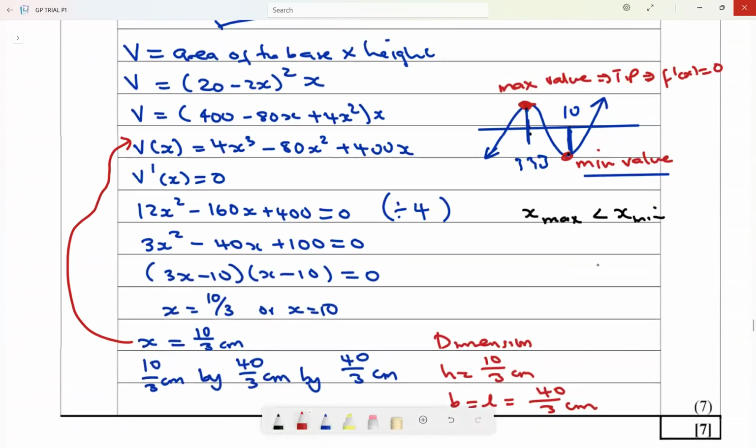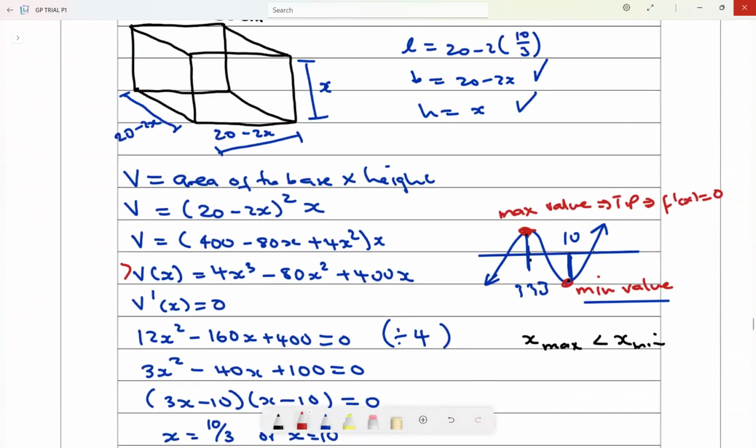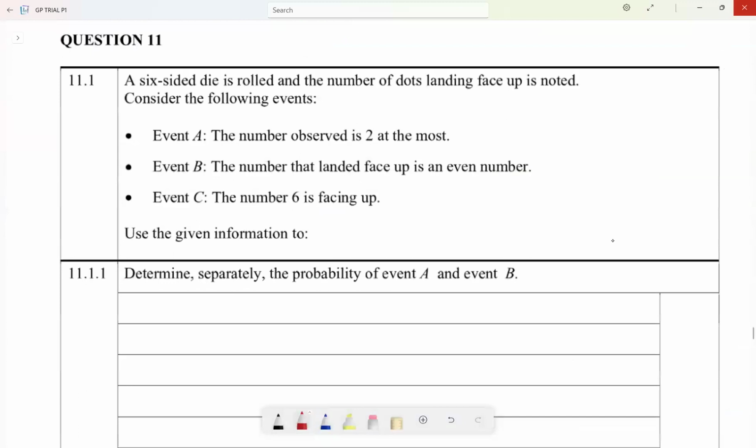To your formula of Vx. And then you'll see that it becomes your maximum. Oh, this question was beautiful. Let's move on. Question 11.